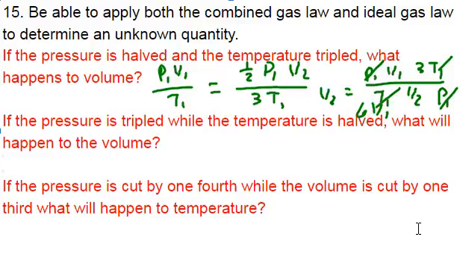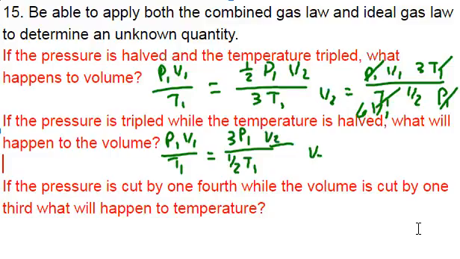On my second one, if the pressure is tripled, so again, I'm starting with P1 times V1 over T1 equals P2 times, oops, I'm not going to fill that in yet. So my new conditions are the pressure is tripled, so it's 3P1. The temperature is half this time, half of T1. And again, I've got V2 here.